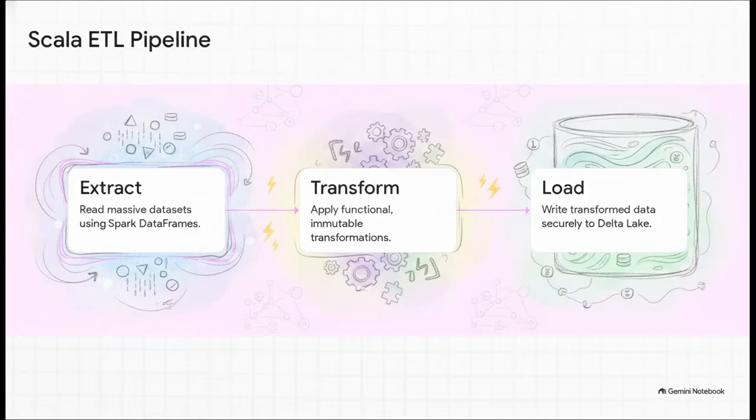When you're dealing with petabytes of data, that isn't just some minor technical detail. That is a massive reduction in operational costs, and it means you can deliver real-time AI insights instead of yesterday's news. Take a standard ETL pipeline, extract, transform, load. Because foundational frameworks like Apache Spark were actually written in Scala, using Scala for your pipelines gives you this incredibly seamless experience. You extract massive datasets using Spark data frames, apply functional, immutable transformations with total type safety, and securely load it to something like Delta Lake. It's fast, it's clean, and it's built to handle whatever the enterprise throws at it.